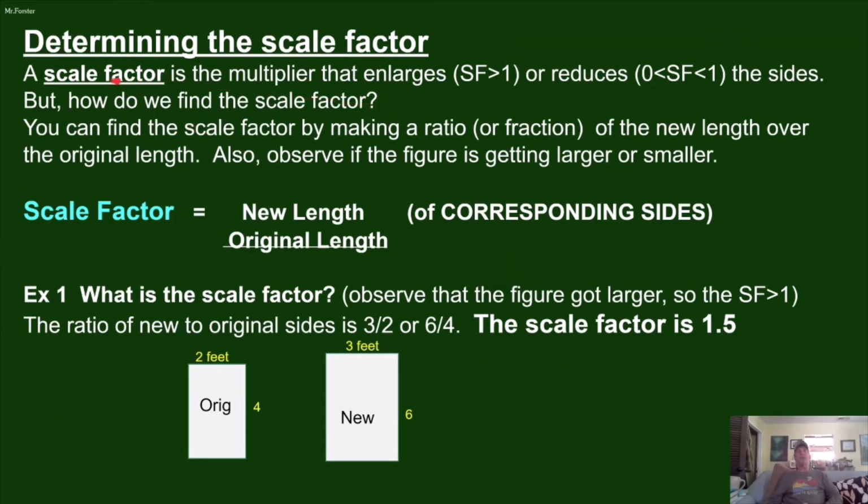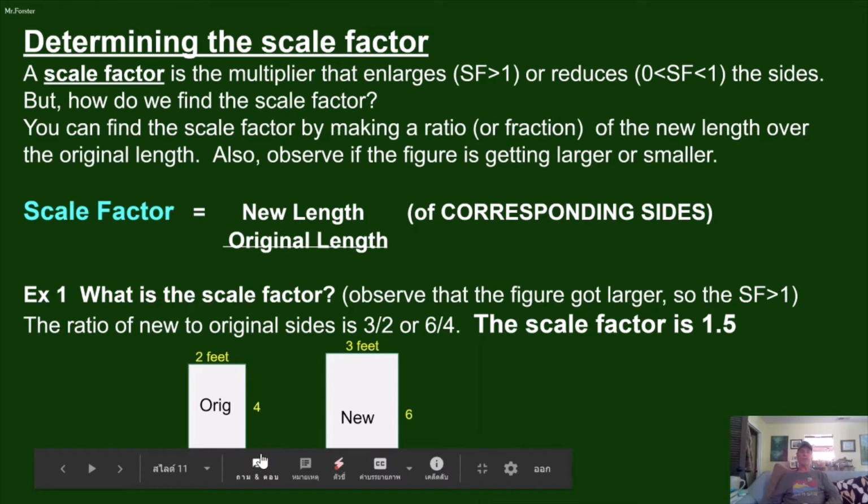Okay. Determining the scale factor. A scale factor is a multiplier, and if it's greater than 1, of course, you can imagine that a number will get bigger. If it's exactly 1, it won't change at all, but if it's between 0 and 1, we call those fractions and decimals, the sides will get smaller. So how do we find the scale factor? The scale factor is a ratio of the new length over the original length. And you should also observe if the figure is getting larger or smaller. Of course, triangles and shapes don't come with the words new and original on them, so sometimes you have to come up with that information. And this fraction bar here is misplaced. This should say scale factor equals new over original length. I'm not going to change that now, but there should be a fraction bar there.